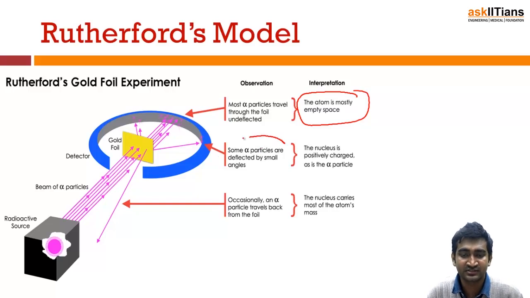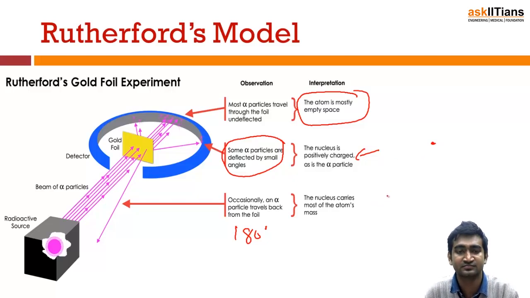Then some of them were deflected by angles. So what can he interpret? He can interpret that the nucleus is positively charged, as the alpha particle is deflected. And there were some alpha rays which travel directly back, 180 degrees. So that means the positive core of the atom is concentrated in a small center, and that is the nucleus.